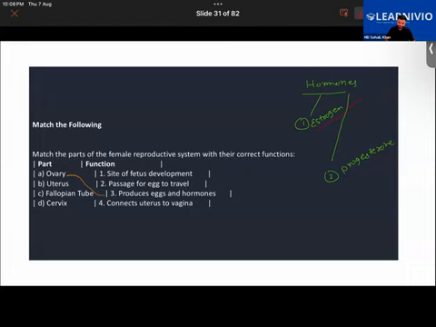For secondary sexual characters. Exactly. Development of secondary sexual characteristics in the females. Then it plays an important role during the menstrual cycle. And then what about the progesterone?